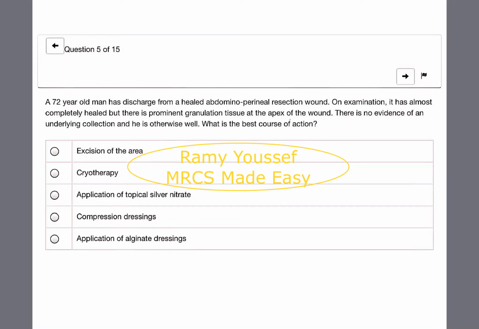Exactly. This is a small granulation tissue or a small postoperative granuloma in the skin. Sometimes we find it, especially in surgeries under tension. Just use application of topical silver nitrate for ablation of this granulation tissue.